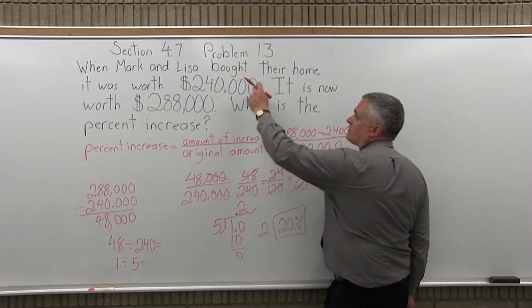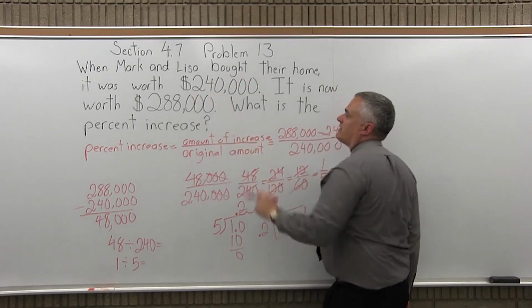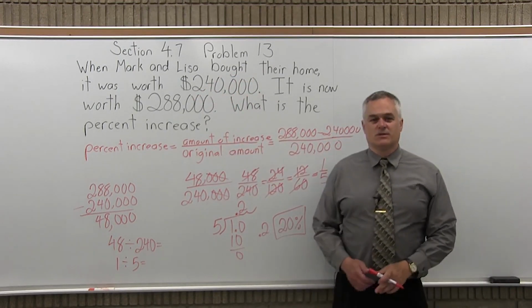So if this home increased from $240,000 to $288,000, that represents a 20% increase in its value.